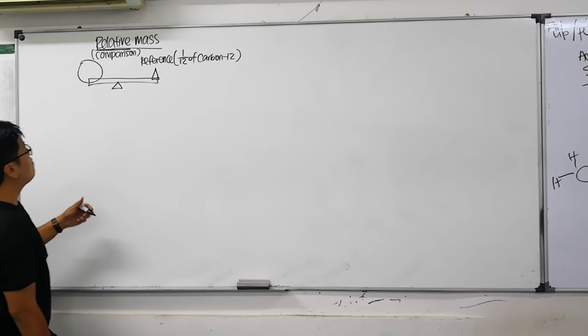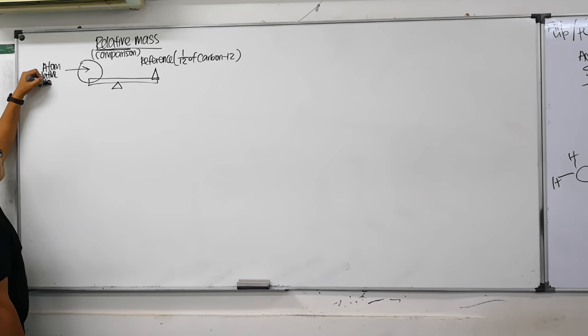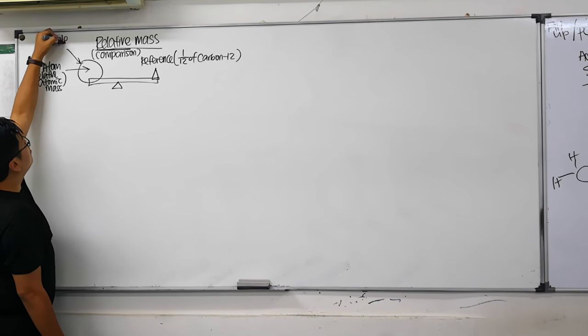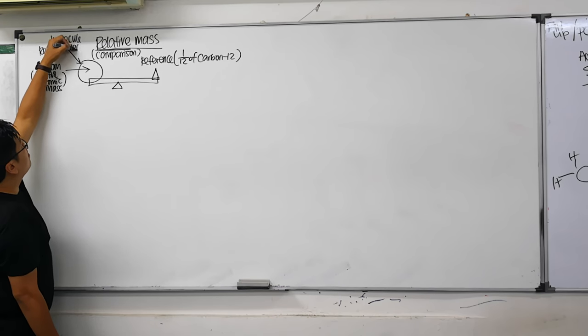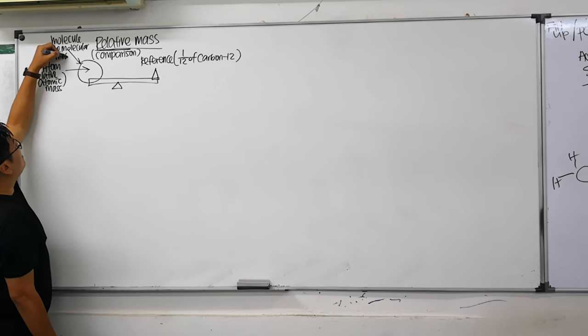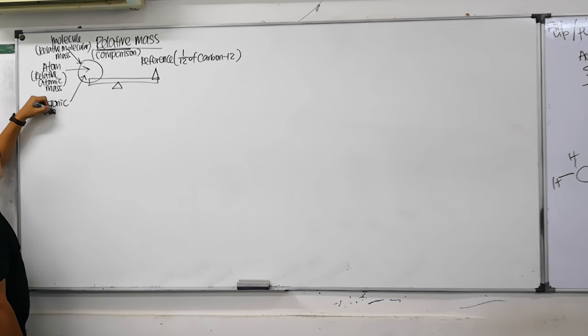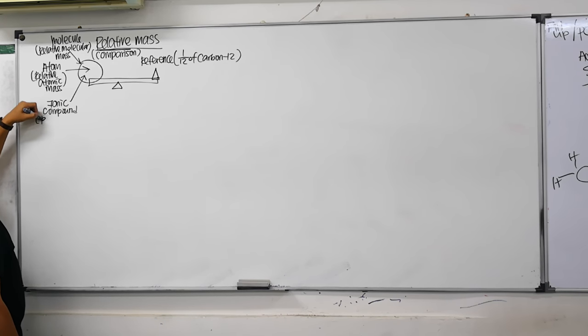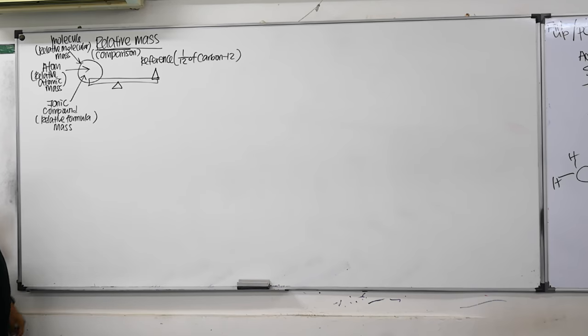So this fella can have three possibilities. If this fella is an atom, you call it relative atomic mass, a RAM. If this fella is a molecule, you call it relative molecular mass. If this fella is an ionic compound, one ionic substance, then you call it relative formula mass.